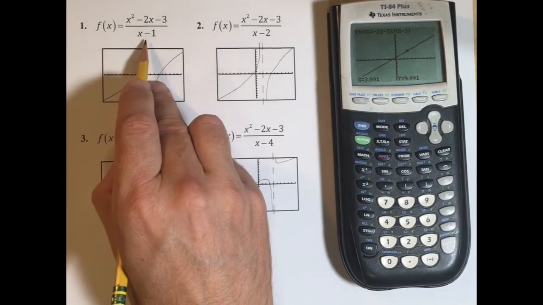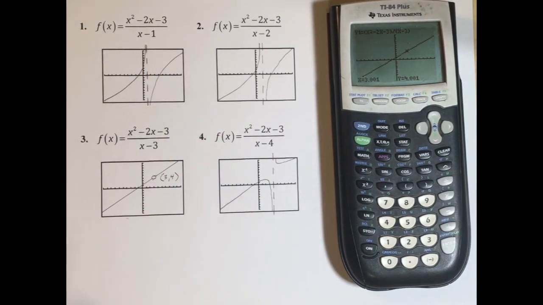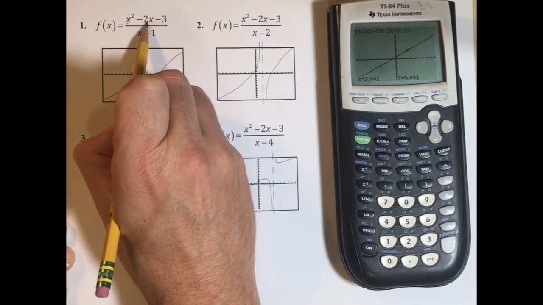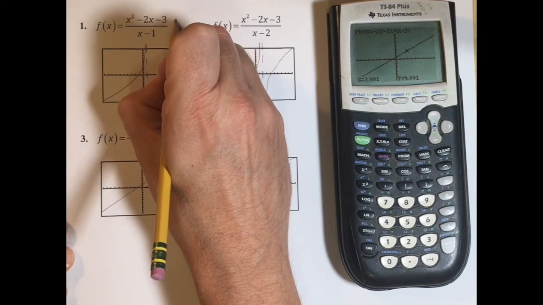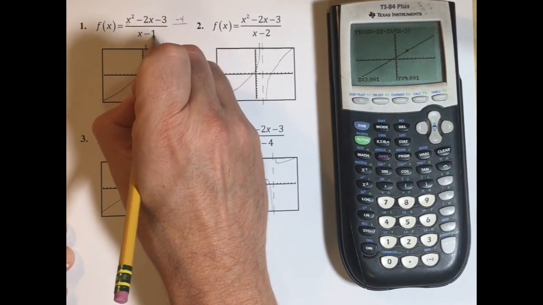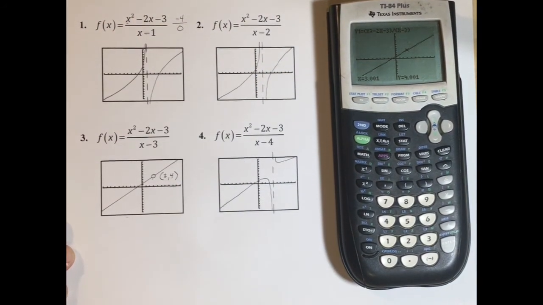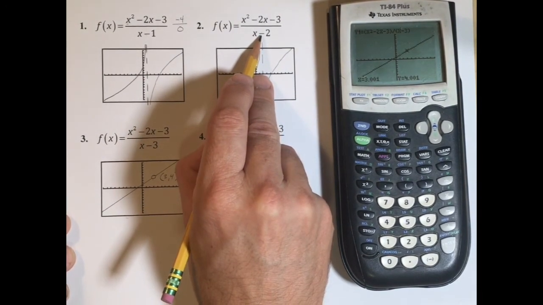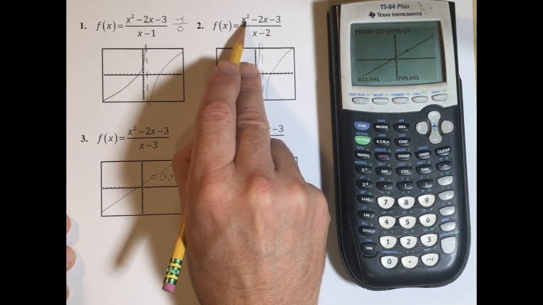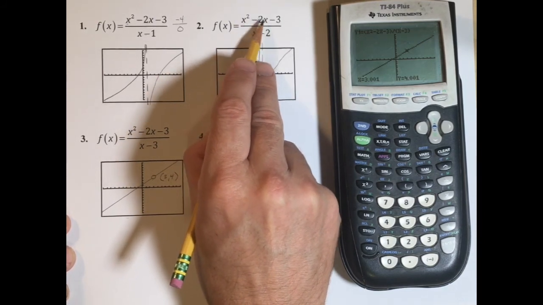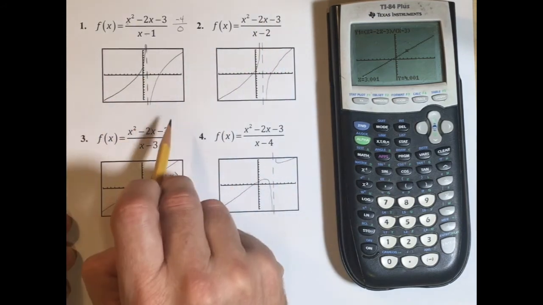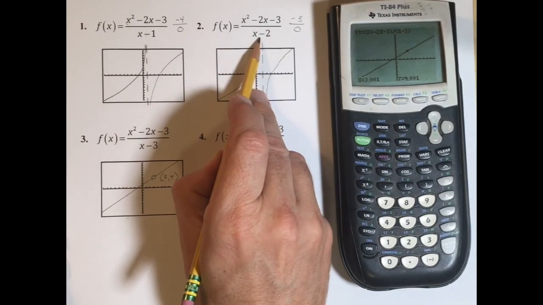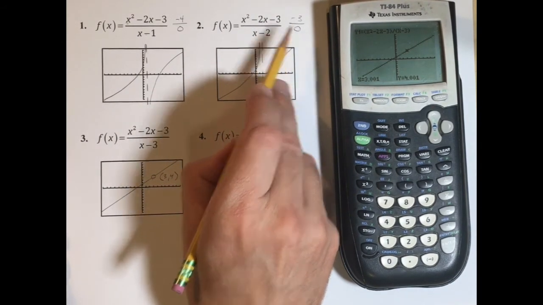I know this function is undefined at 1. Watch what happens when I plug in 1. 1 squared is 1. 1 minus 2 is negative 1, and negative 1 minus 3 is negative 4. This is negative 4 over 1 minus 1 is 0. When I plug in 1, I get negative 4 over 0. This function's undefined at 2. Watch what happens when I plug in 2. 2 squared is 4. 4 minus 2 times 2, well, 4 minus 4 is 0. 0 minus 3 is negative 3. And 2 minus 2, of course, is 0. It's undefined at 2, and when I plugged in 2, I got negative 3 over 0.